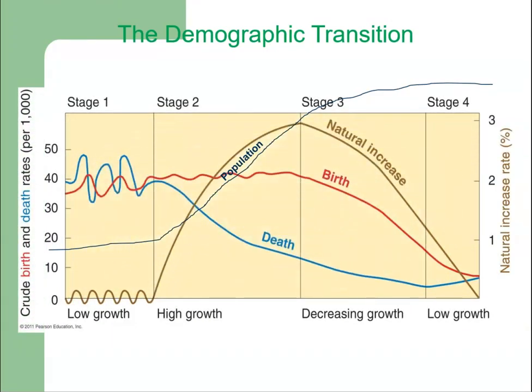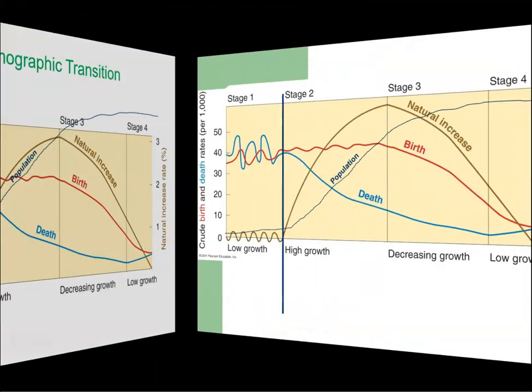This is the demographic transition, in which there are 4 stages. On the left hand side we show crude birth and death rates per thousand population, and on the right hand side we have natural increase rate. We will discuss this in detail in coming slides.